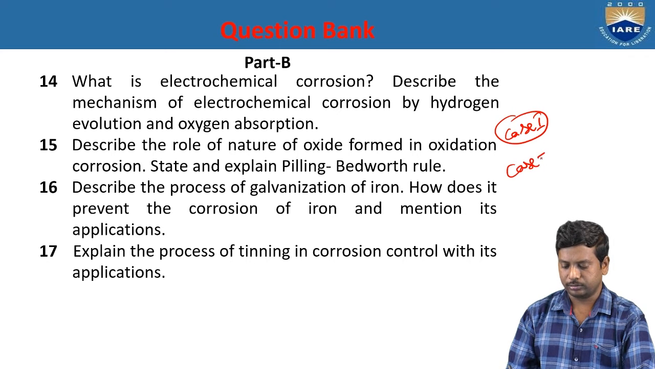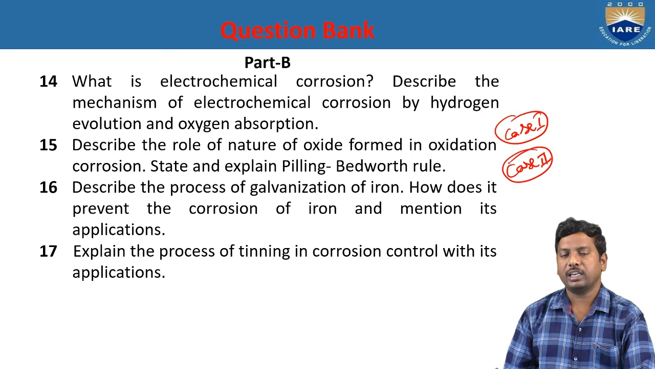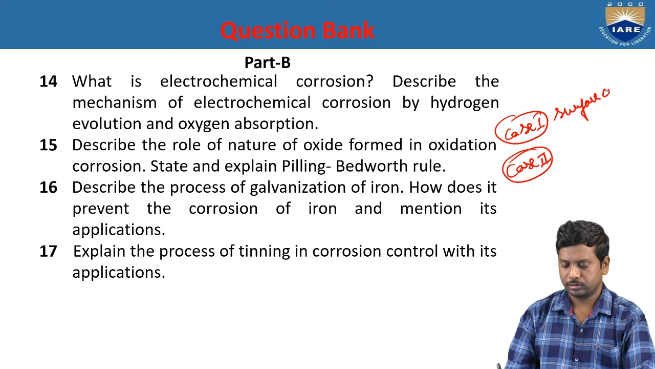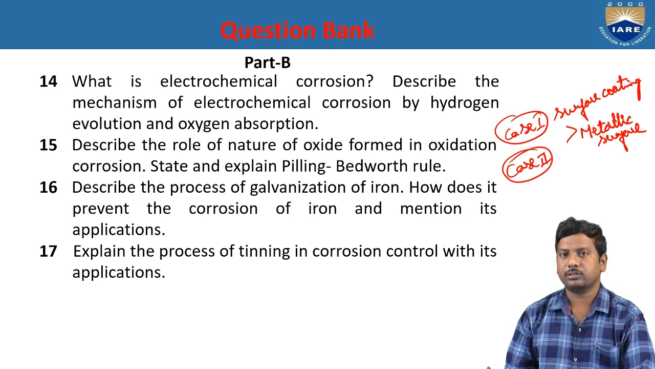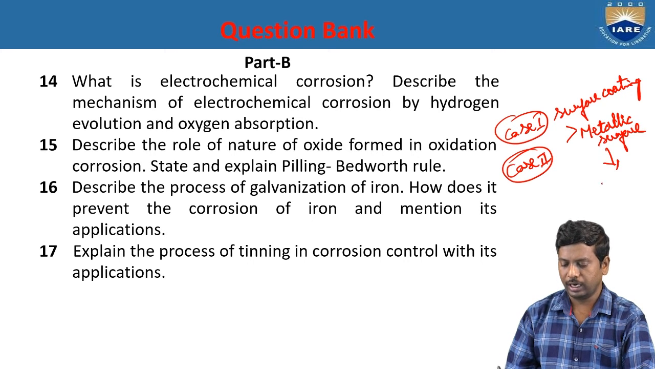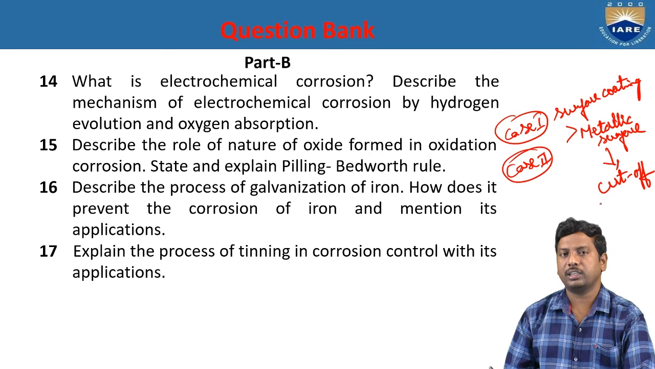And second one, case 2. So in case 1, what happens? The surface coating will be greater than the metallic surface. Corrosion should be cut off. So this should be most probably observed in the case of the unstable oxide film like silver and platinum. So that is case 1.